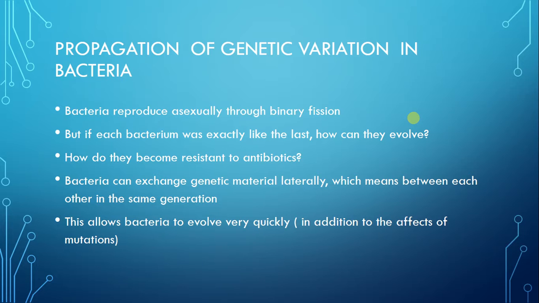So instead of vertical genetic exchange, like from parent to offspring, they can exchange genetic variation between each other. Like if I could exchange genetic material with my own siblings. What this allows bacteria to do is evolve very quickly, because any trait or allele that is beneficial can be exchanged with members of the same generation. And this can happen in 3 different ways.